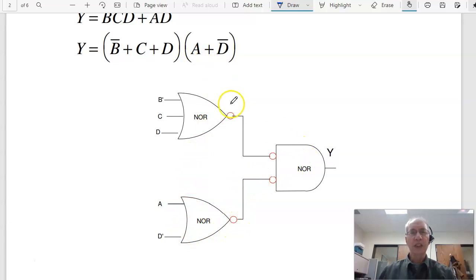To make these NOR gates, throw in double negatives. Or not is NOR, not AND is also NOR. So add the red circles. That's problem 2.